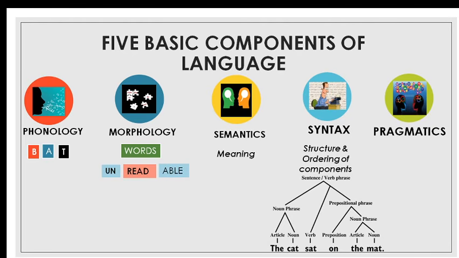So here is an example in front of you. The is an article, cat is a noun, sat is a verb, preposition is on, and article again the, and noun is mat. The cat sat on the mat. In this you have different components: article, noun, verb, preposition, article, and then again noun. So this is how syntax is used in a language.